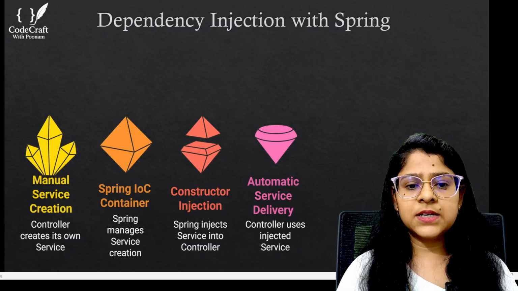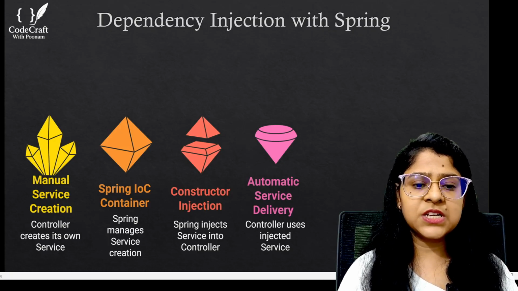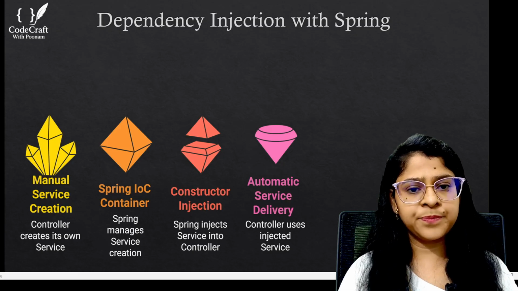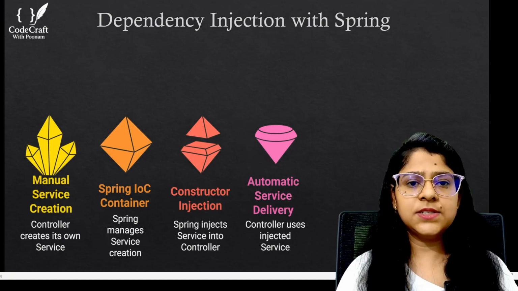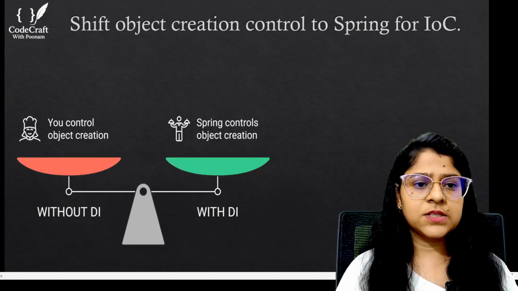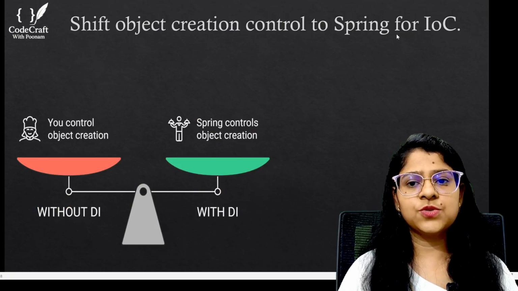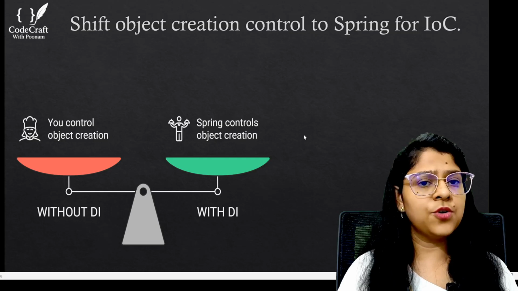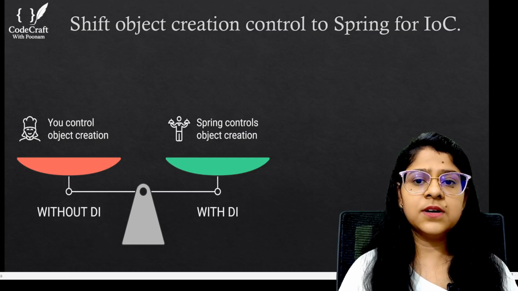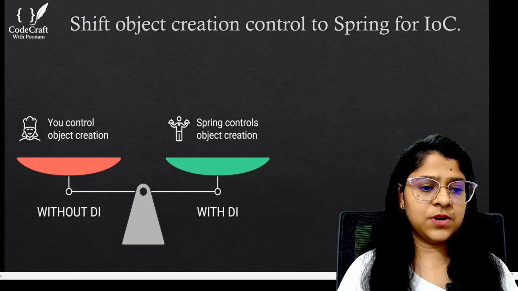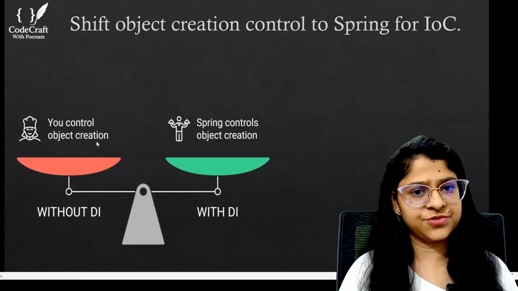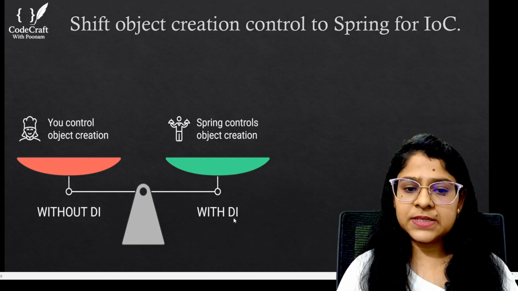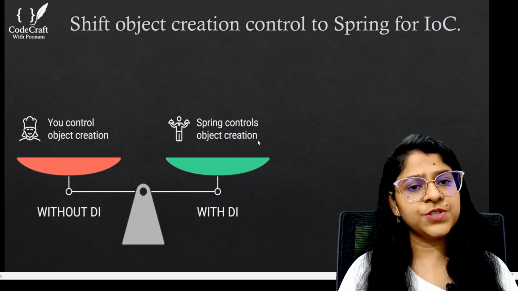Coming to constructor injection, Spring injects the service into the controller. You need not do it manually, and then comes automatic service delivery: the controller uses this injected service. Now coming to shifting object creation control to Spring for IOC, you are not going to create an object. Spring IOC does it for us. Without dependency injection, you need to control the object creation. If you use dependency injection, then Spring will control the object creation.